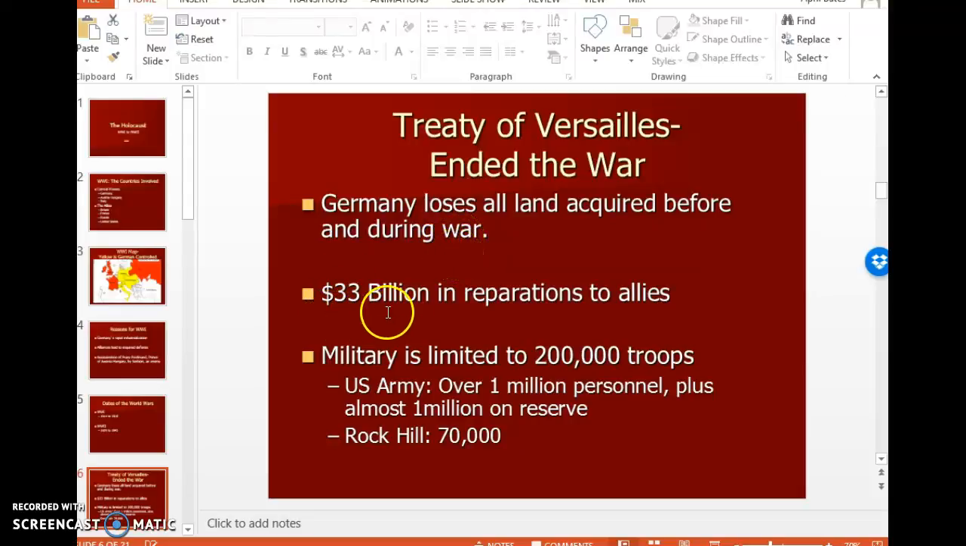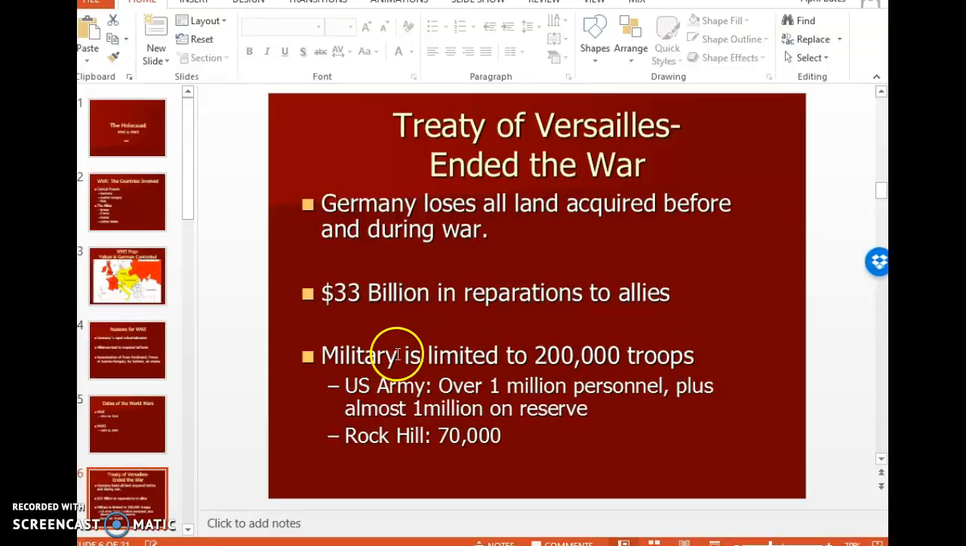Germany also had to pay $33 billion in reparations to the Allies. Essentially, it was apology money for destroying their cities and killing their soldiers. And this is 33 billion by the standards of the early 1900s, so it was even more money by today's standards. This is a lot of money. In order to pay this, Germans had to cut wages and increase taxes, which was really demoralizing. It bummed everybody out, and it made everybody feel bad about being Germany or being German.